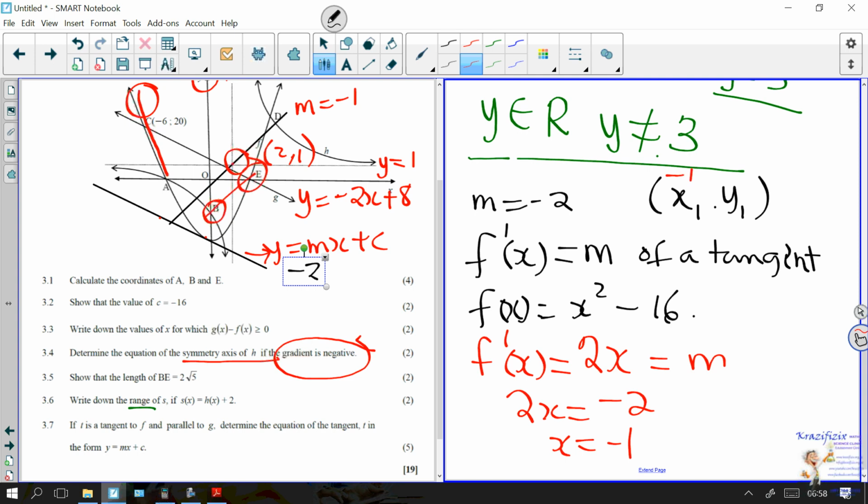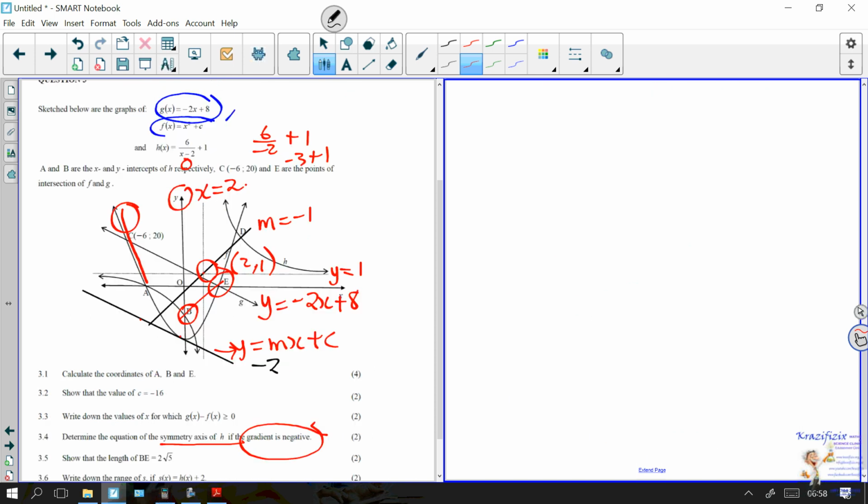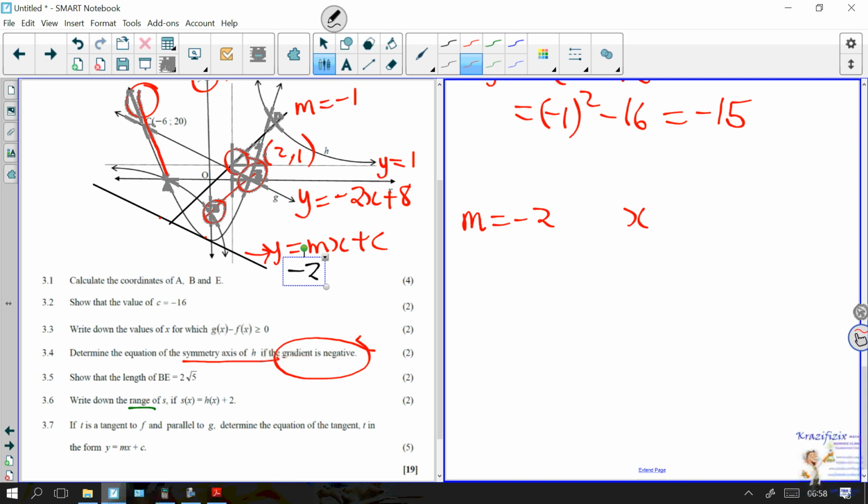Already I have my x value. How do I get my y value? I take my x value into the original equation, x squared minus 16. So negative 1 squared minus 16. What would that give us? 1 minus 16 would give us what? Negative 15. My y value is negative 15. Let me write this out quickly. My m is negative 2, my x negative 1, and my y negative 15.